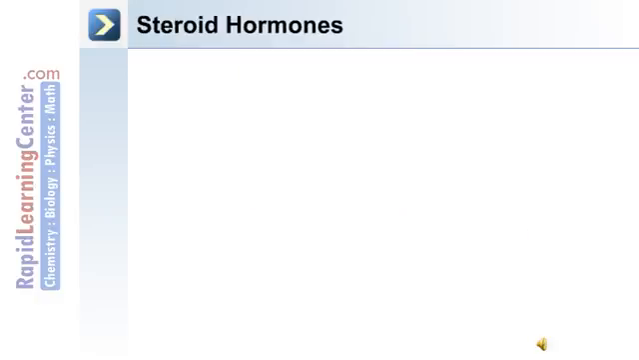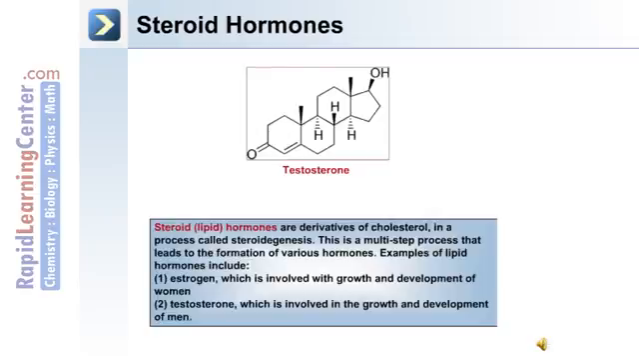The third major group of hormones are steroid hormones. These hormones are derivatives of cholesterol, and they're made in a process called steroidogenesis. This multi-step process leads to the formation of various hormones. Examples of this class include estrogen. Estrogen is involved with growth and development of females. A second example is testosterone. Testosterone is involved in the growth and development of males.